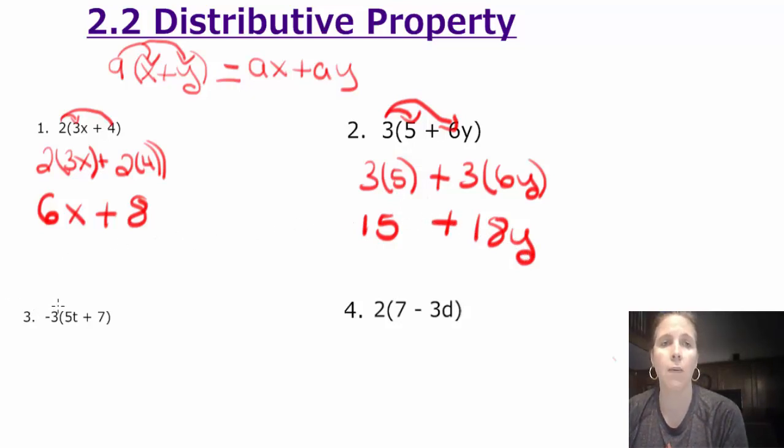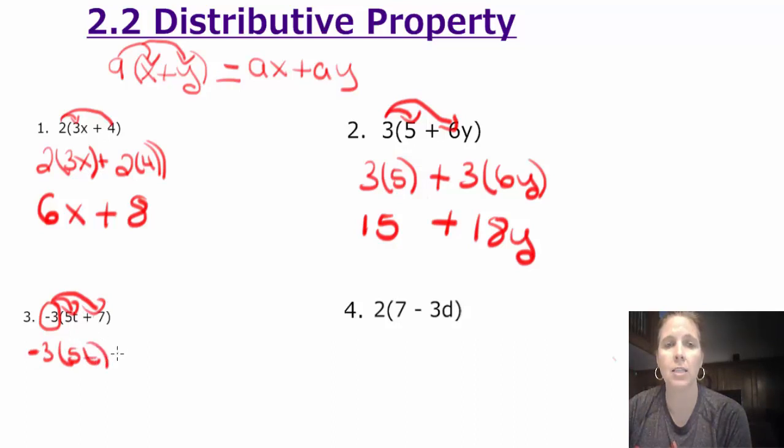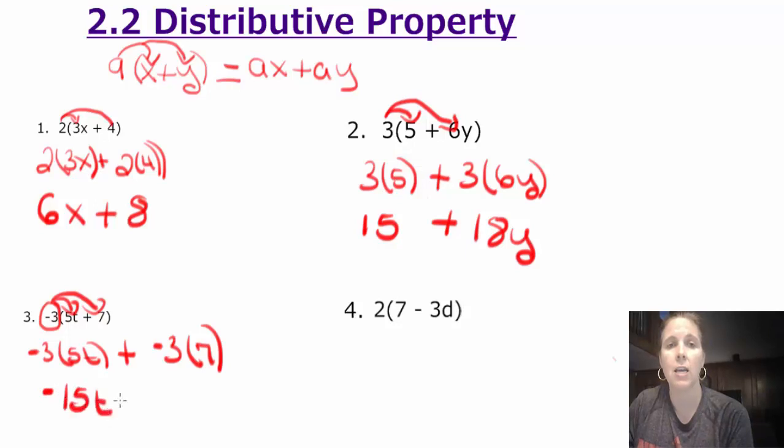Moving on. So now we have a negative 3. Okay, you do it the exact same way. Distributing it through. So negative 3 times 5t plus, and I'm using plus because that's what's there, negative 3 times 7. So negative 3 times positive 5, remember one negative, one positive is going to give you negative 15t plus negative 3 times 7. So one's negative, one's positive, so it's going to give you negative 21.